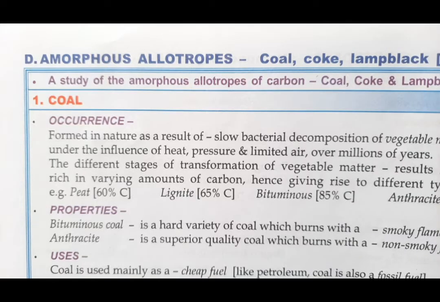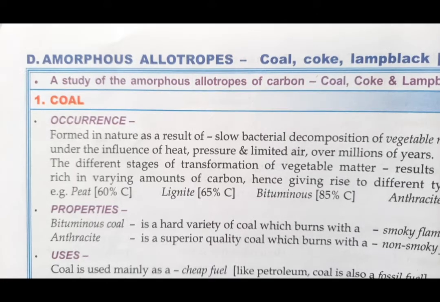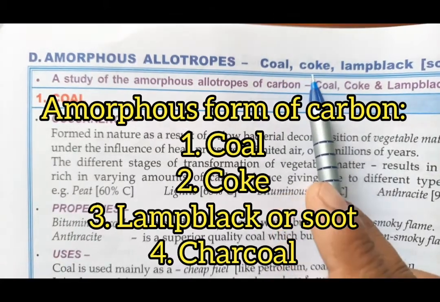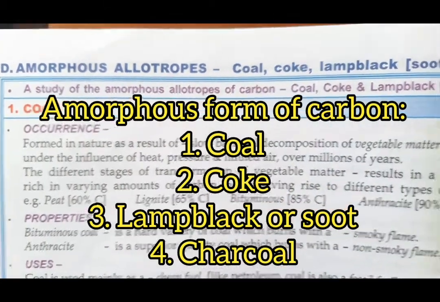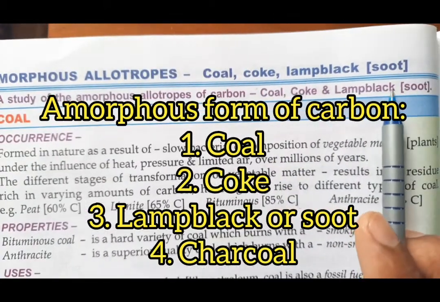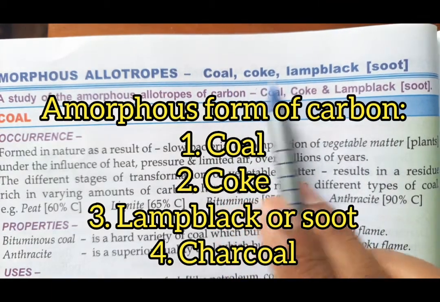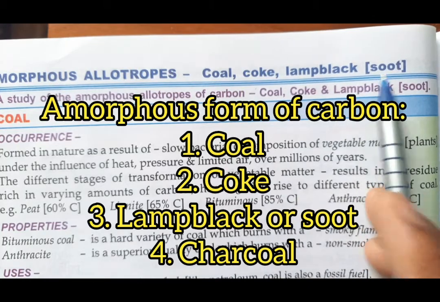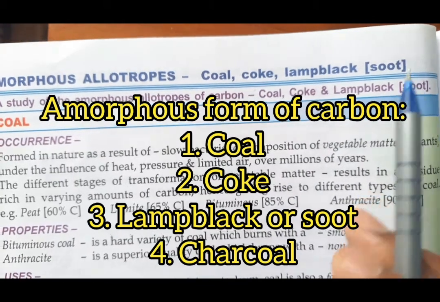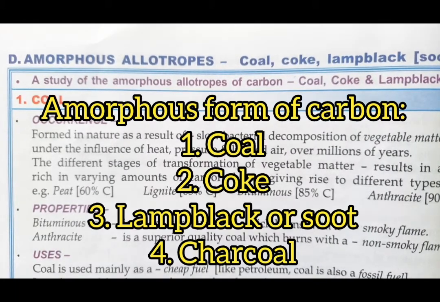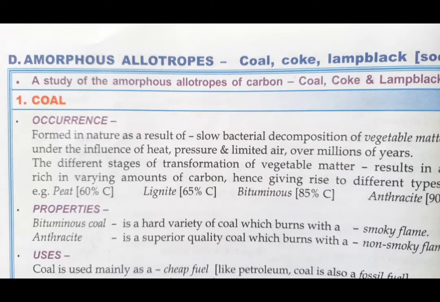Students, in this video, we are going to see amorphous forms of carbon. You know the amorphous forms of carbon are coal, coke, and lamp black, also known by the name soot. And one more is missing out here, that is charcoal. So coal, coke, lamp black, also known as soot, and the fourth one is charcoal are the amorphous forms of carbon. Now we are going to see their uses, occurrence, and properties.